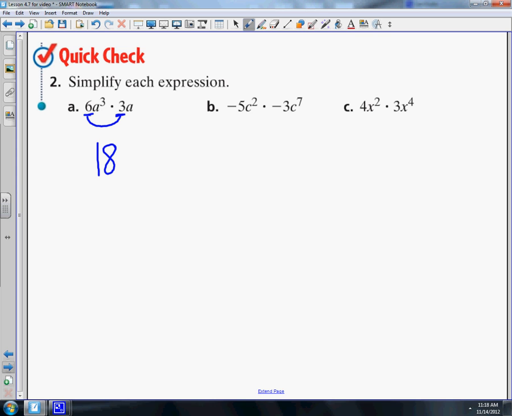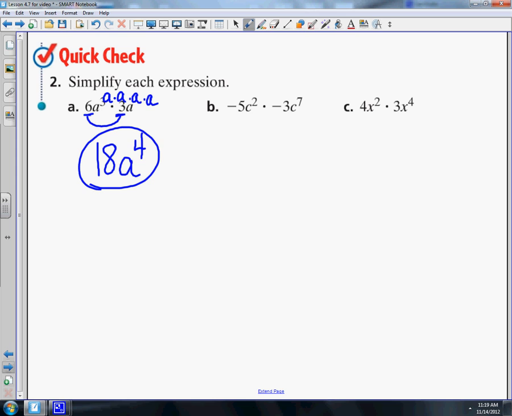Now you're going to go to the letters. A to the 3rd times A is A to the 4th. Exactly like we just did on the previous slide. If I have A to the 3rd, that means A times A times A, and then I have another A, so that's 4 A's. So it's 18 A to the 4th. Try the next two, push pause, and then we'll see if we get the right answers.